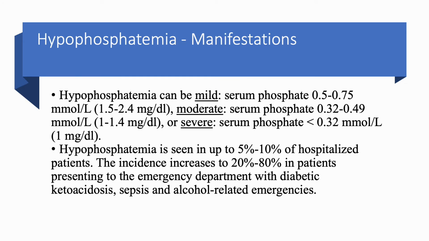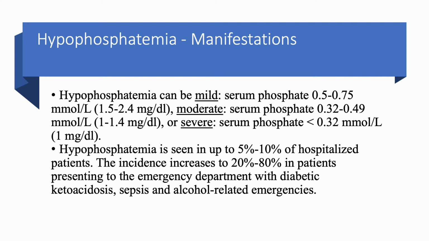What about the manifestations of hypophosphatemia? So now let's start discussing hypophosphatemia. Hypophosphatemia can be mild if serum phosphate is 1.5 to 2.4 milligram per deciliter, moderate when it is between 1 to 1.4, or severe if it is less than 1 or less than 0.32 millimoles per liter.